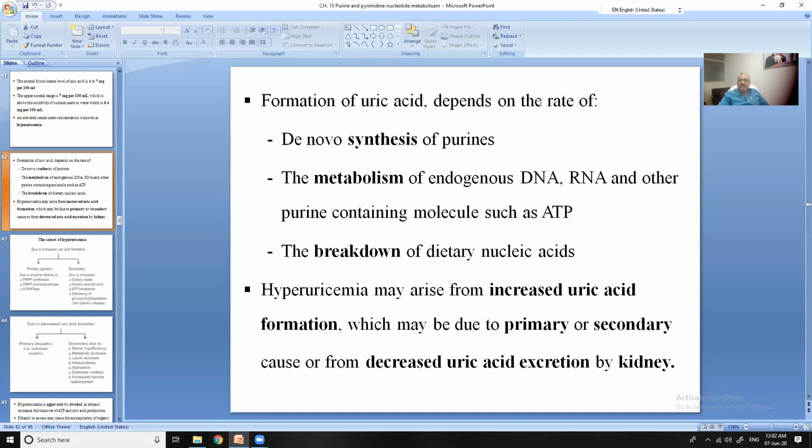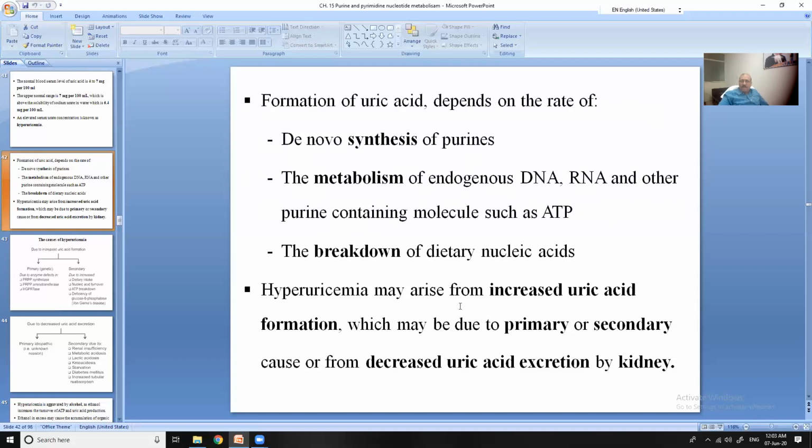Formation of uric acid depends on the ratio of de novo synthesis of purines, how much purines have been formed, the metabolism of endogenous DNA and RNA and other purine-containing molecules such as ATP, because purines are utilized in the formation of DNA and RNA. And then breakdown of dietary nucleic acid. So first, the object of these purines is to get incorporated in the DNA and RNA. And if something is remaining, then it is the breakdown of dietary nucleic acid.